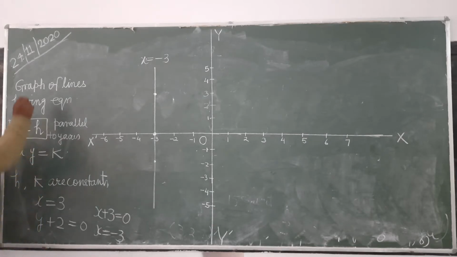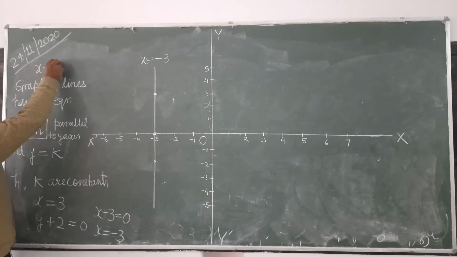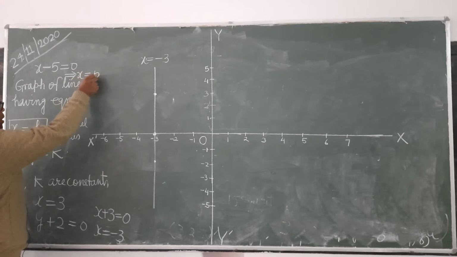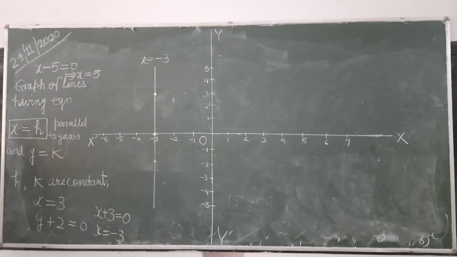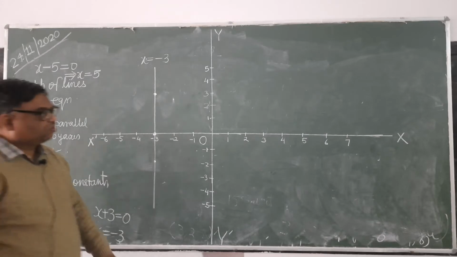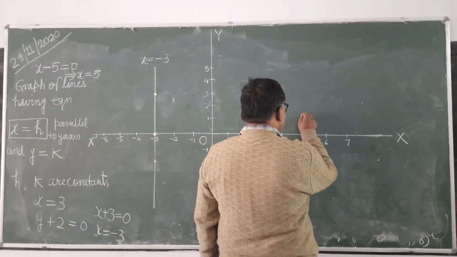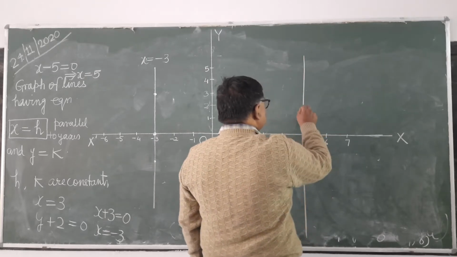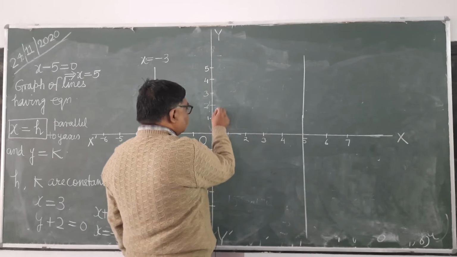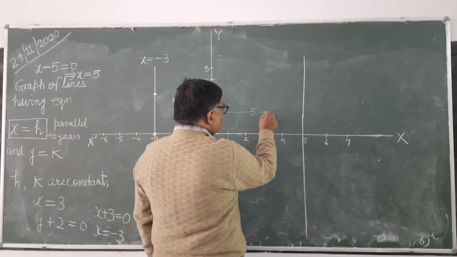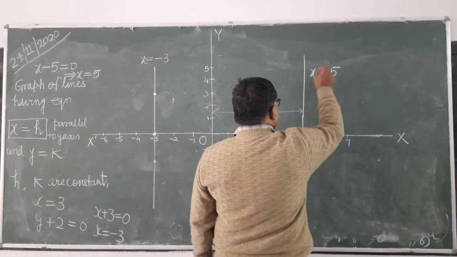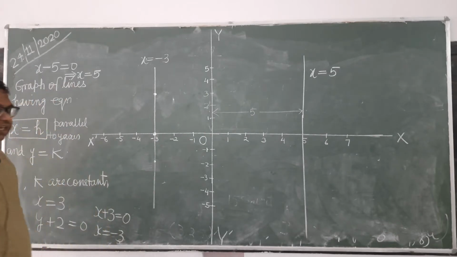Suppose I write x minus 5 equals 0, it means x is equal to what? 5. It is parallel to which axis? Y axis. What is h here? 5. h is 5 means it will be this line. This line is at what distance from the y axis? It is equal to 5. It is x equals 5. Every point on this line will have x coordinate as 5. Is it clear?